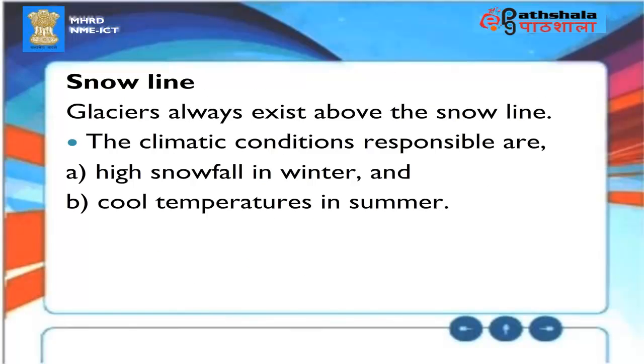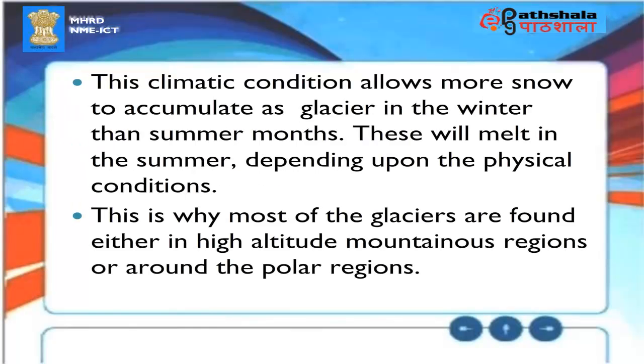Snowline. Glaciers always exist above the snowline. The climatic conditions responsible are high snowfall in winter and cool temperatures in summer. This climatic condition allows more snow to accumulate as glacier in the winter than summer months. These will melt in the summer depending upon the physical conditions. This is why most of the glaciers are found either in high altitude mountainous regions or around the polar regions.